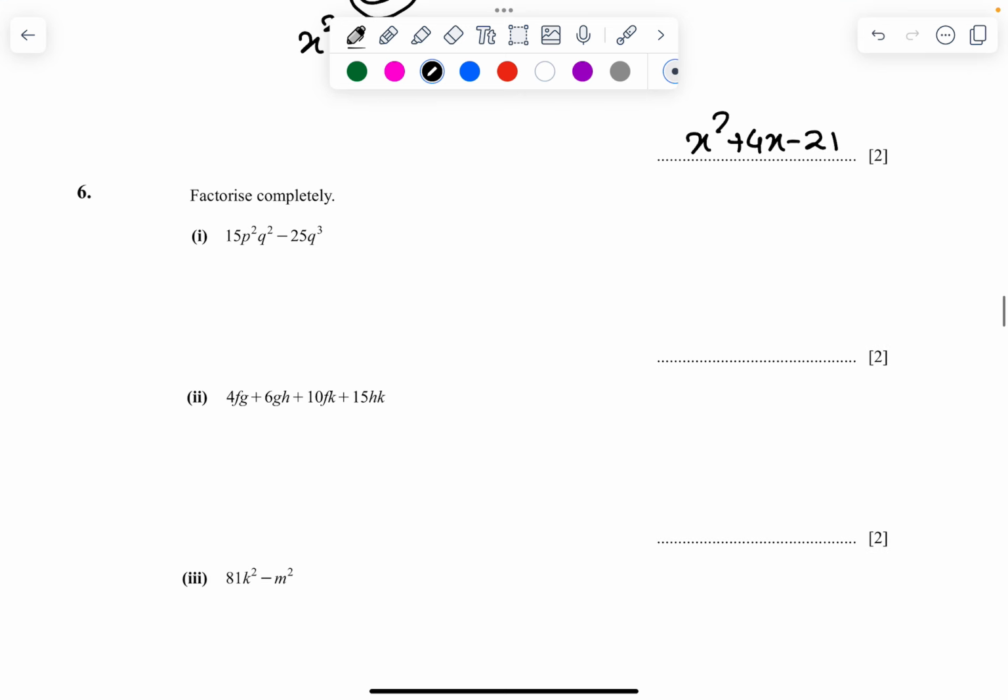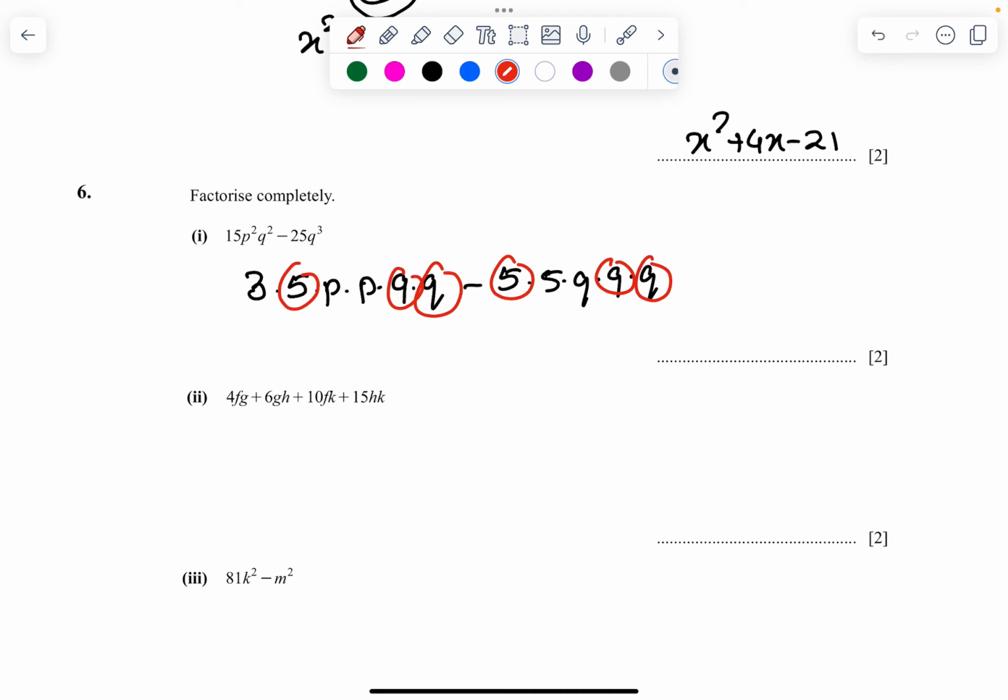Factorize this one. 3 times 5 times p times q times q minus 5 times 5 times q times q times q. So I can take 5 and 5 common, q and q common, and another q and another q common. So I take 5q square common. So what am I left over with? 3p square minus 5q.